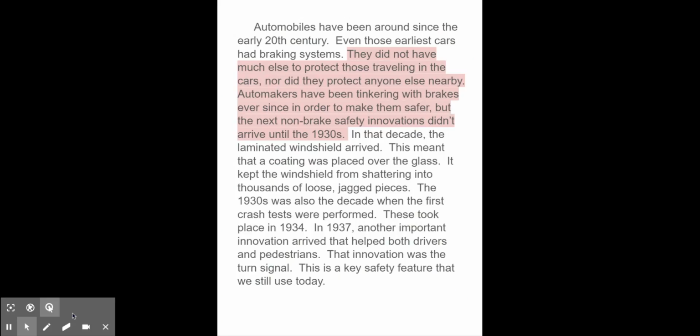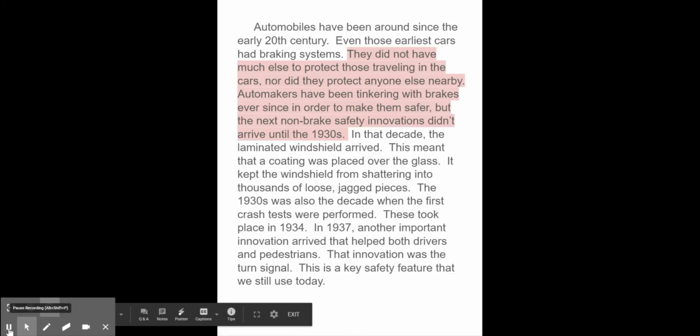Let's focus on that first paragraph. Automobiles have been around since the early 20th century. Even those earliest cars had braking systems. They did not have much else to protect those traveling in cars, nor did they protect anyone else nearby. Automakers have been tinkering with brakes ever since in order to make them safer, but the next non-brake safety innovations didn't arrive until the 1930s.